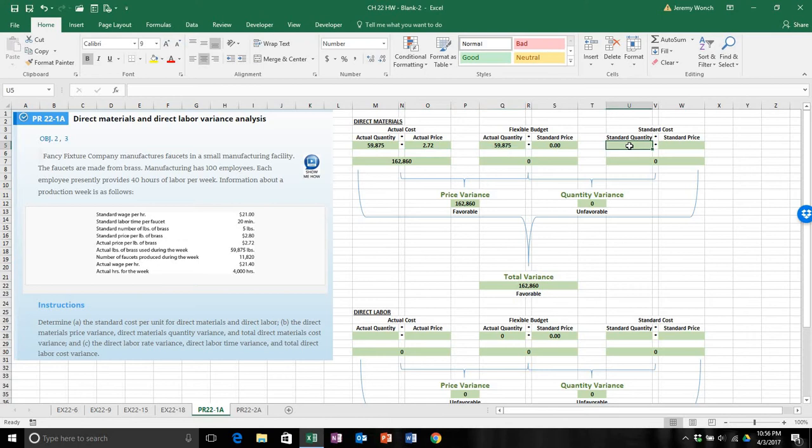And over here for the standard quantity, it tells us that the number of faucets produced during the week was 11,820, and that the standard pounds of brass per unit is 5 pounds. So we just take our 11,820, multiply that times 5. So the planned quantity of pounds of brass is the 59,100, and it gives us the standard price of $280.